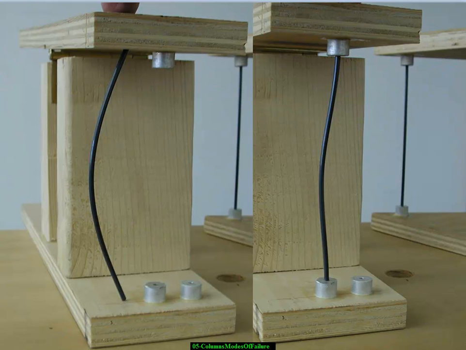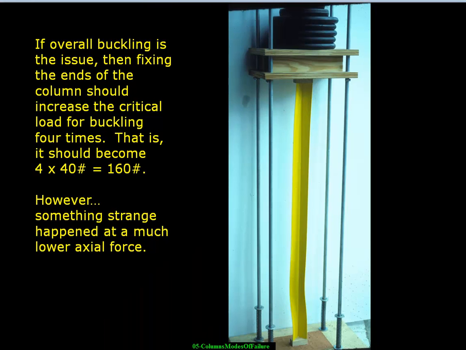Now, something interesting happened when we conducted the experiment on the yellow column. We said if overall buckling is the issue, then fixing the ends of the column should increase the critical load for buckling by a factor of 4. In other words, we should go from the 40 pounds that buckled the pin-pin version of this column, we should go from that 40 pounds to 160.